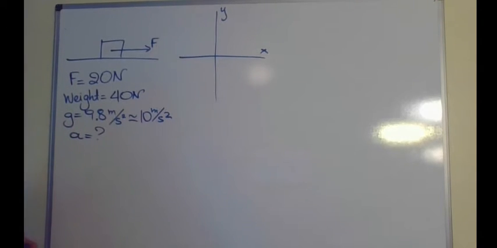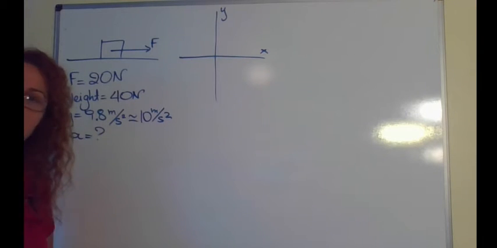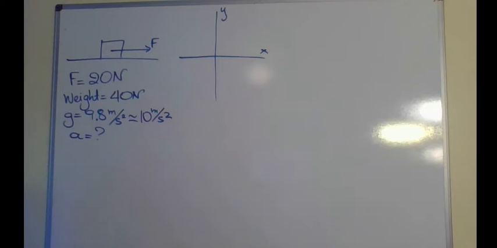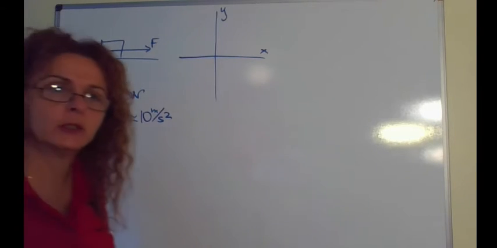A simple problem. We have a box, its weight is 40 newtons, and we pull it with a horizontal force of 20 newtons. We know g, the acceleration due to gravity, is 9.8, which is pretty close. We will consider it to be 10. What is the acceleration? So we start by doing the free body diagram.